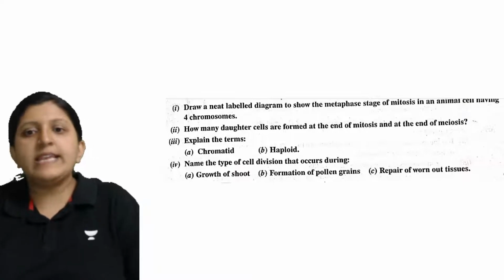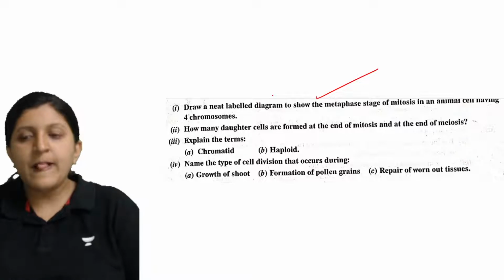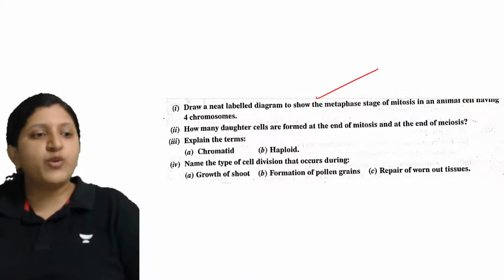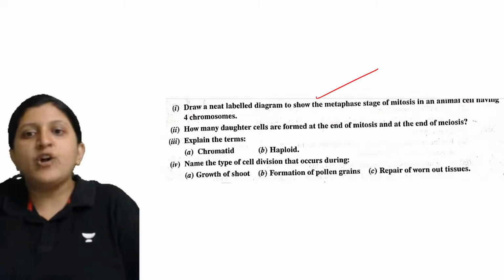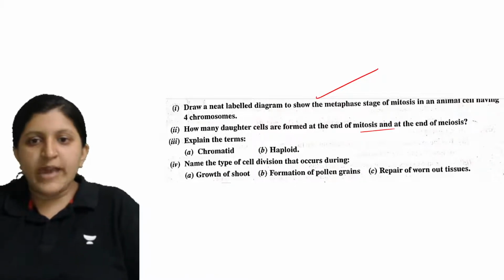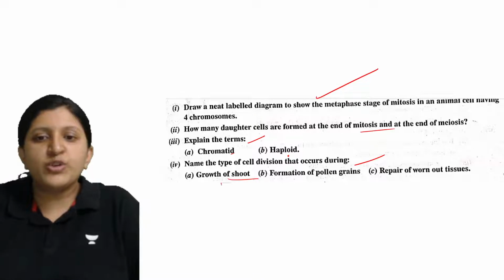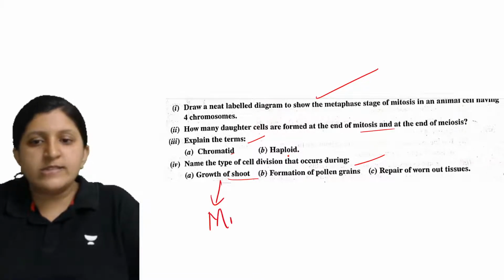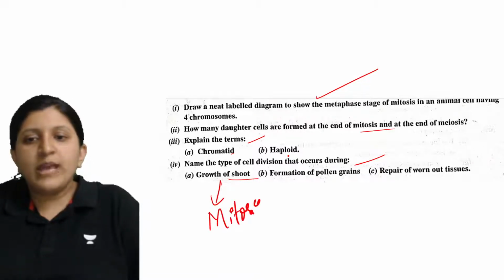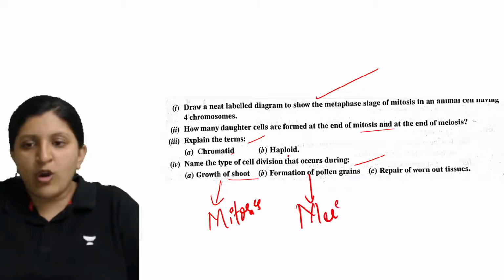Draw a neat labeled diagram to show the metaphase stage of mitosis in an animal cell having 4 chromosomes. How many daughter cells are formed at the end of mitosis and at the end of meiosis? Explain the terms chromatid and haploid. Name the type of cell division that occurs during growth of shoot. So this is mitosis. Okay. Name the formation of pollen grain. So this one is meiosis.